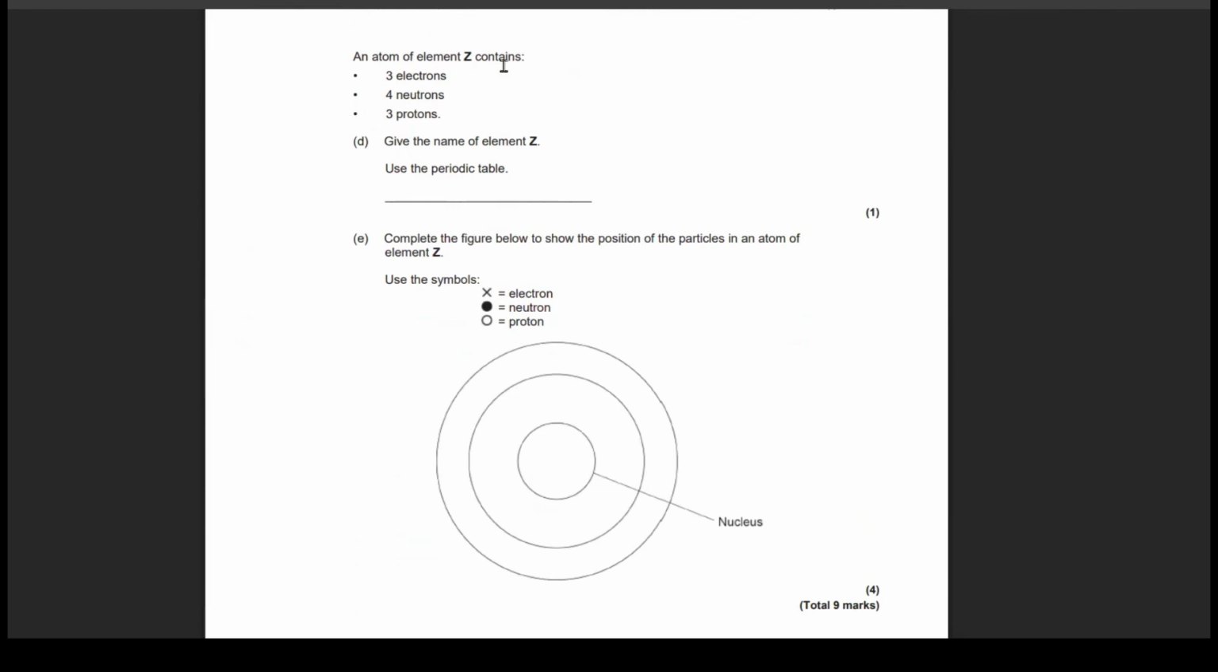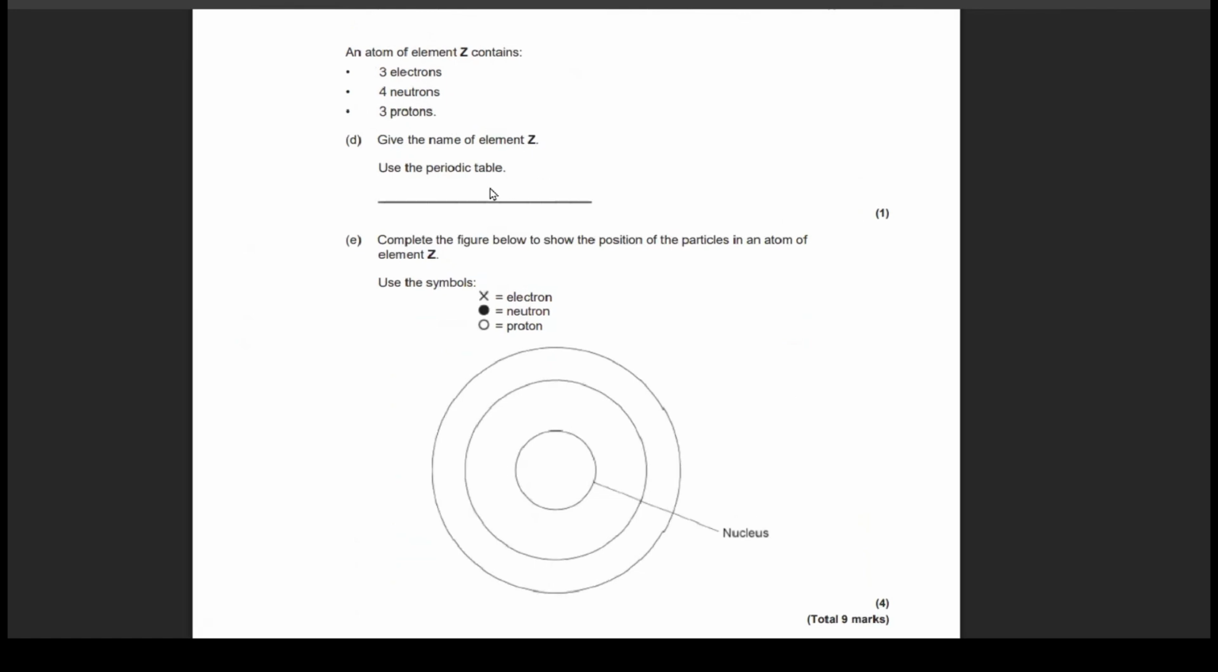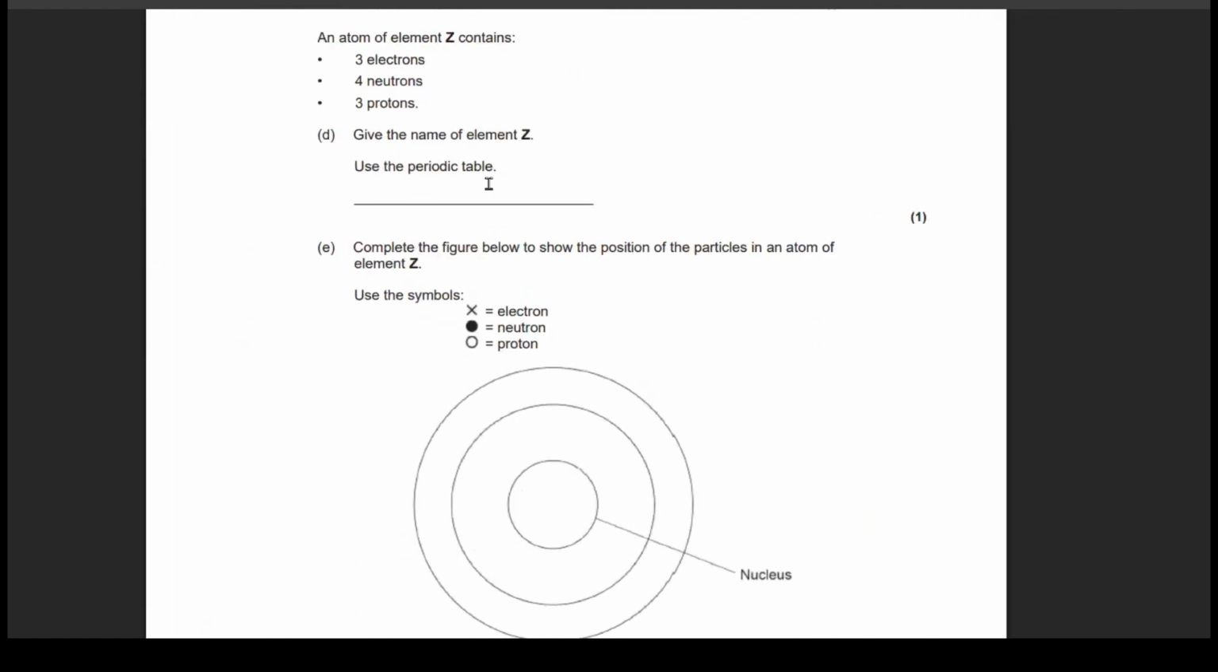An atom of element Z contains 3 electrons, 4 neutrons, 3 protons. Give the name of element Z. Use the periodic table. Why don't you pause the video? Have a go. Okay, I'm going to go through and show you how to work out the answer.